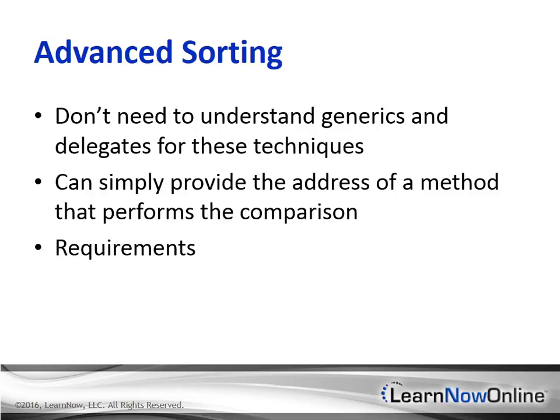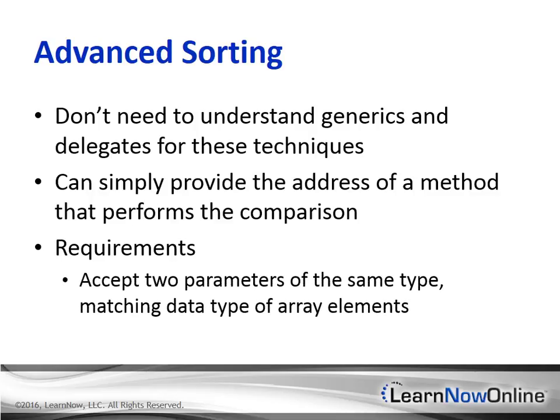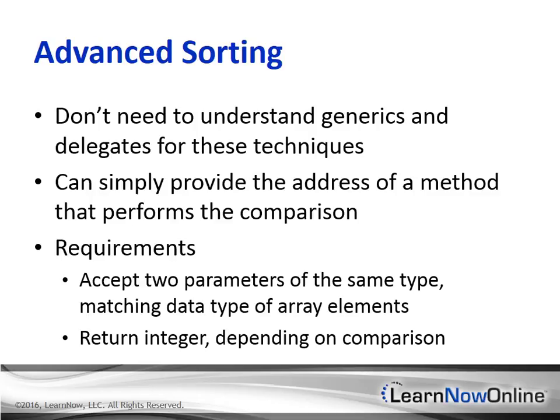This procedure has to meet a couple conditions in order for your code to compile, though. The procedure has to accept two parameters of the same type, matching the type of data that's stored in the array. And then it has to return an integer value, representing the comparison of the two parameters. So it returns 0, -1, or +1, as you've seen in other examples where we use the IComparer and IComparable interfaces.